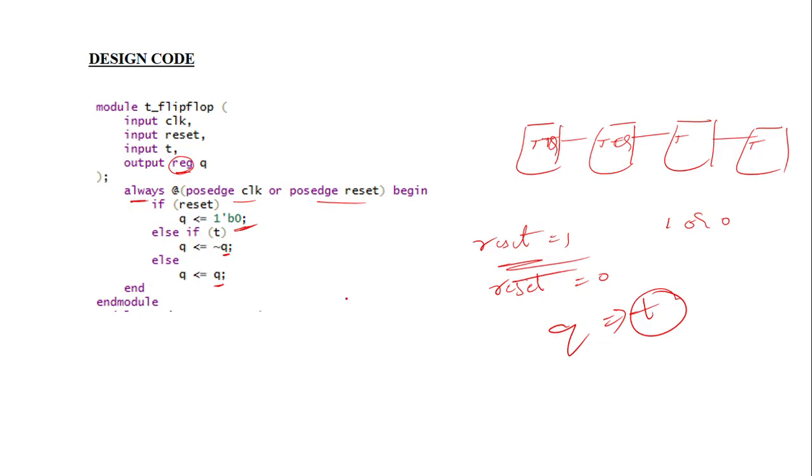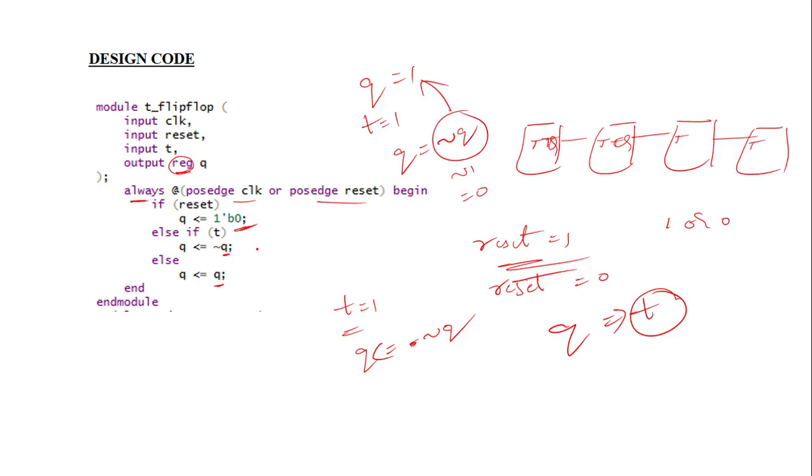See here, if the T value is equal to 1, what is the output? The previous output is going to toggle. If the previous value of Q is equal to 1 and T is equal to 1, then Q is going to be the toggle of Q. The toggle of 1 is equal to 0. It happens like that. Else, Q is equal to Q only. If T is not equal to 1, it is equal to 0, then Q stays the same. If T is equal to 1, it will make it 0.